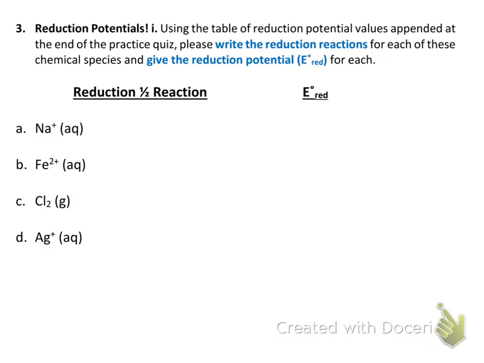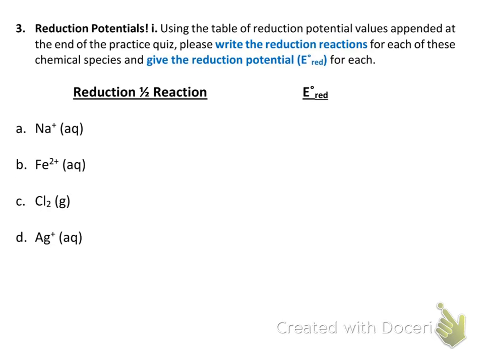In this question, we're trying to find the reduction potentials of a number of different chemical species. So what we're trying to do here is we need to use our table of reduction potentials, the half reactions, and find the corresponding reactions that go with each of these different ions or molecules. So let's start with sodium.